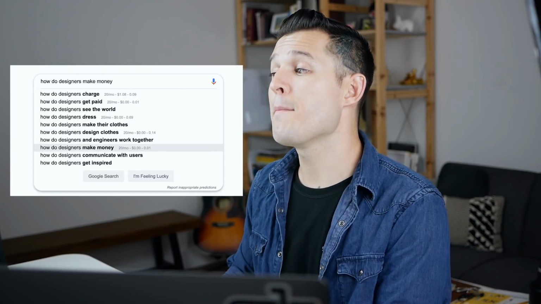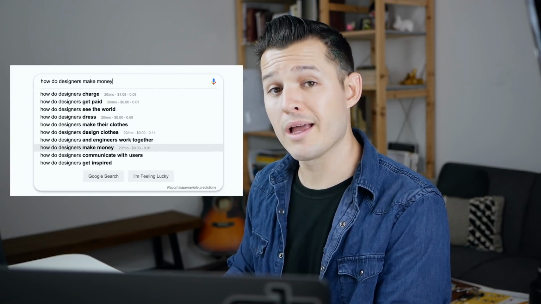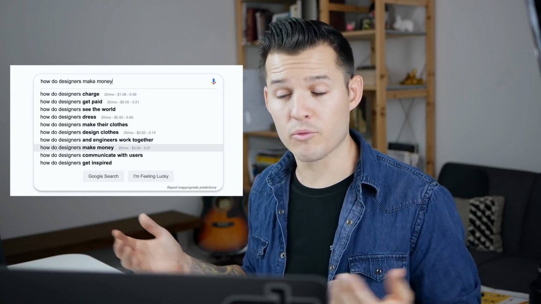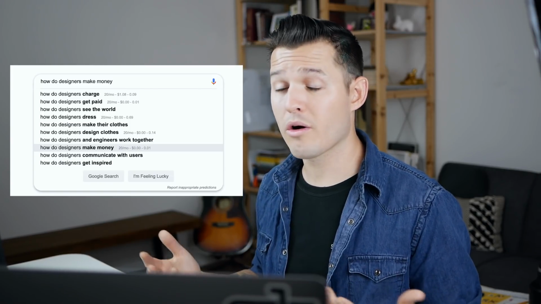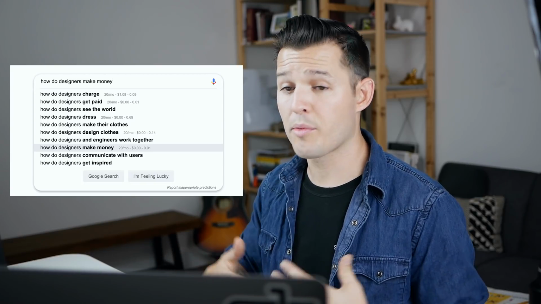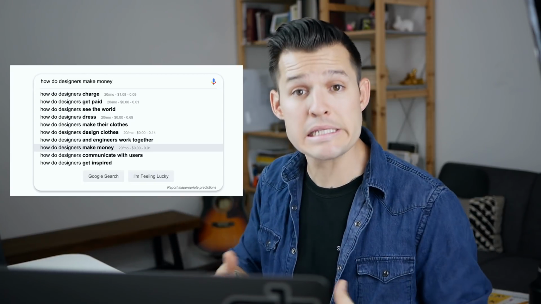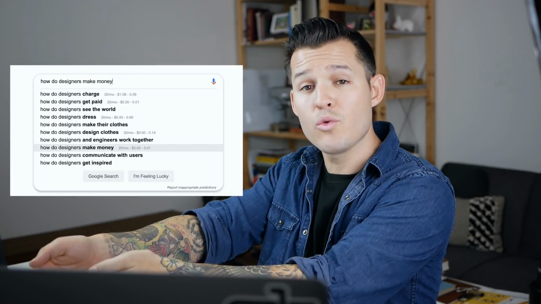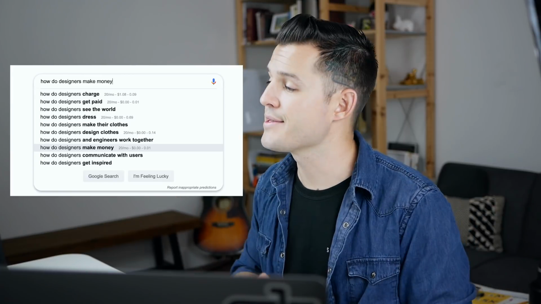How do designers make money? I feel like that one applies. A lot of money questions here. Designers make money in a couple different ways, actually. Number one, by doing work for projects and clients. You are providing a service. It's a service-based industry that we're in. So you're offering a service and you are receiving payment for those services.